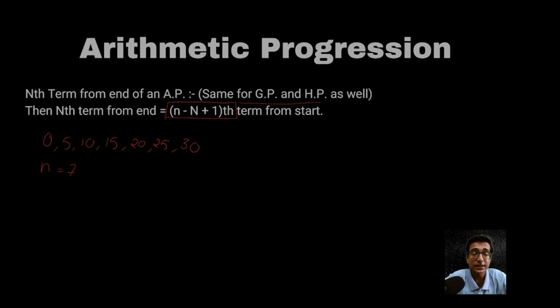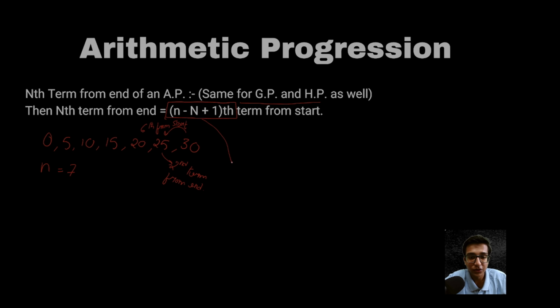If they were to ask what is the second term from the end of this AP, then right now, since we can write the sequence, we know it is 25. However, if the sequence were infinite or a very large sequence, then we would need to calculate it using this formula. So since we said this is the second term from the end, what would this term be from the start? First, second, third, fourth, fifth, sixth. So this is the 6th term from the start.